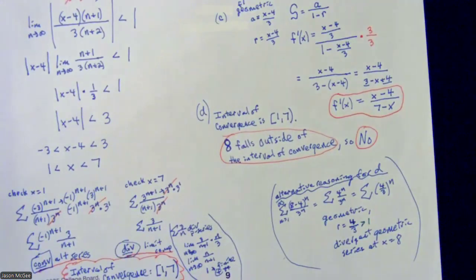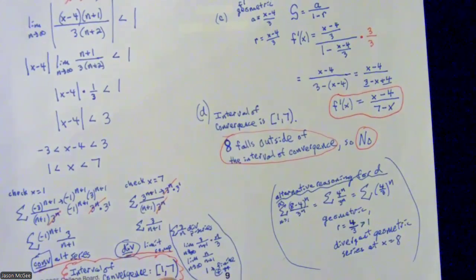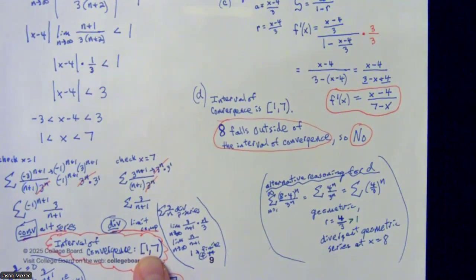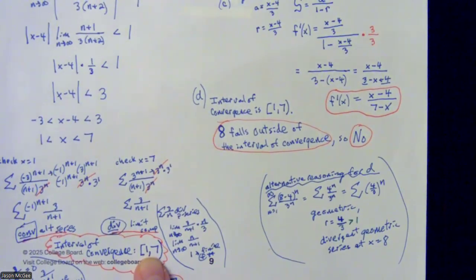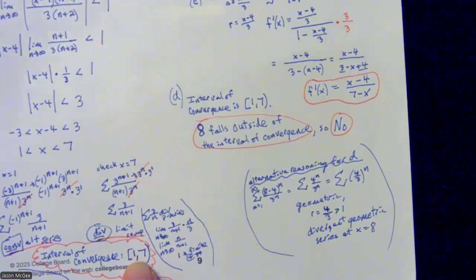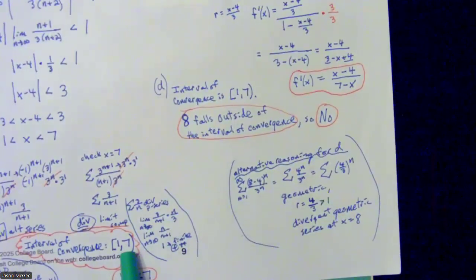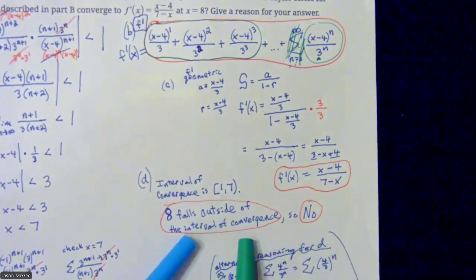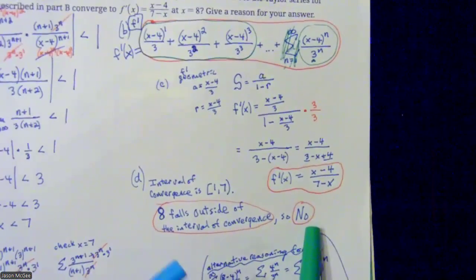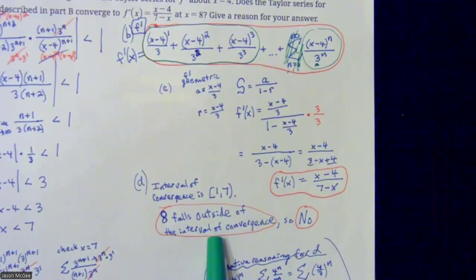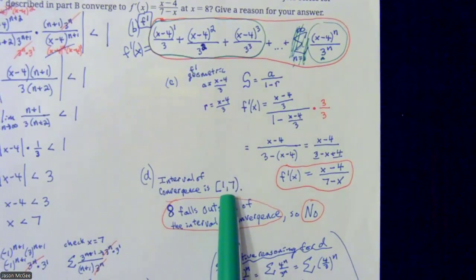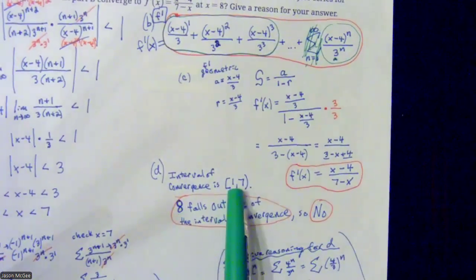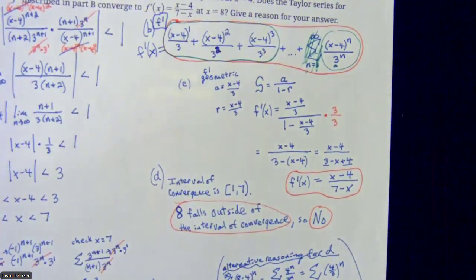So interval of convergence, that means inside that interval, that's where the thing is converging. The original function converges in that interval. The derivative converges in that interval. And so they said about x equals 8, 8 is outside of that interval. And so they said an acceptable answer would be just to put no, because 8 falls outside of that interval of convergence. So they said that's all you would need there.